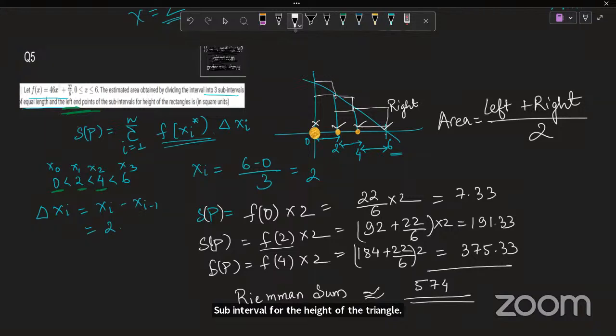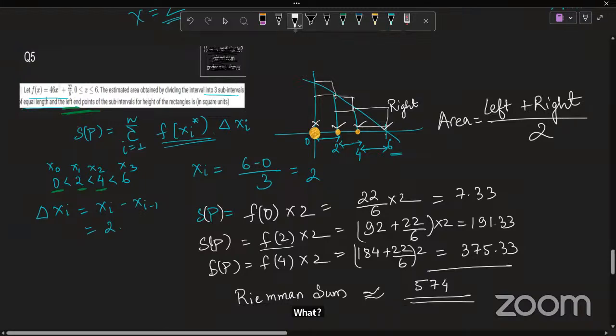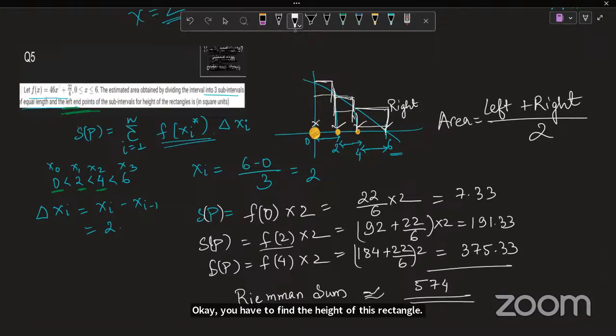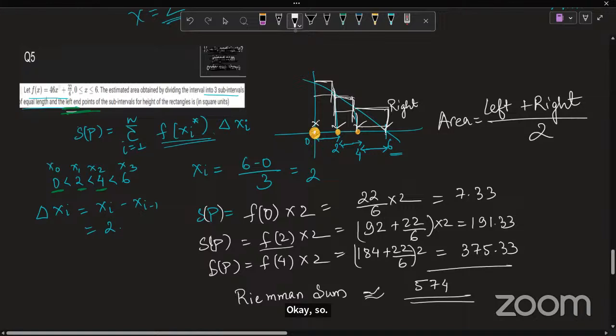So you have to find the height of the rectangles. You have to find the height for the rectangle. Okay, you have to find the height of this rectangle, so you have to choose the left endpoint. So this one is the left endpoint, right? This one, this one.